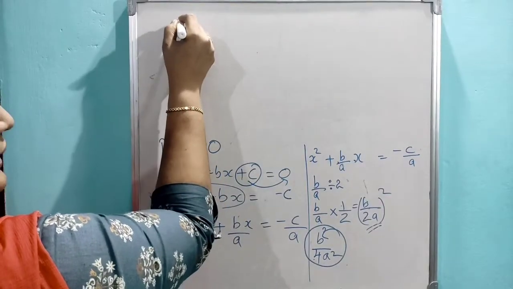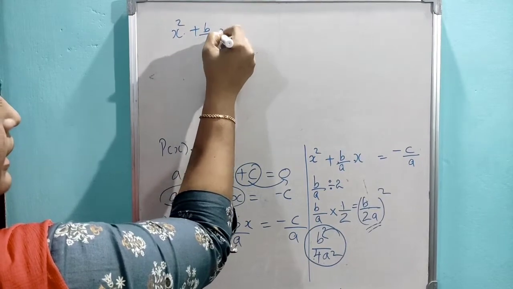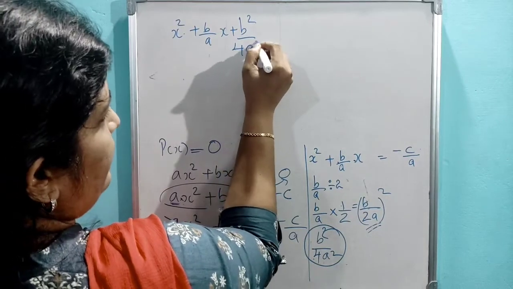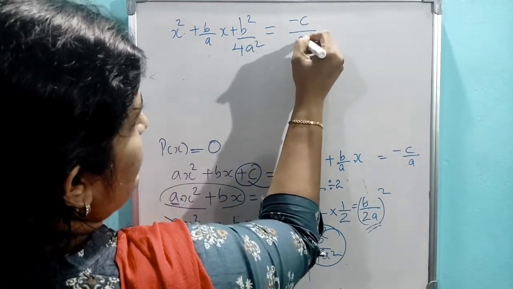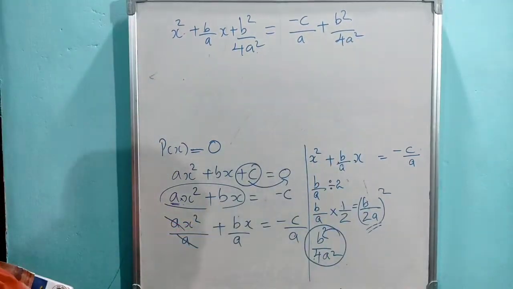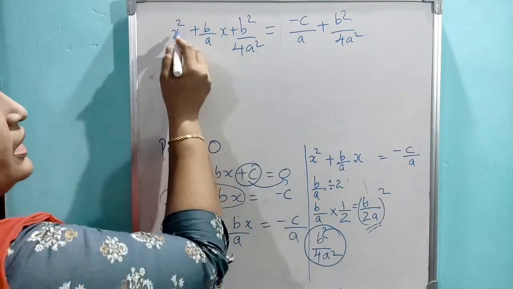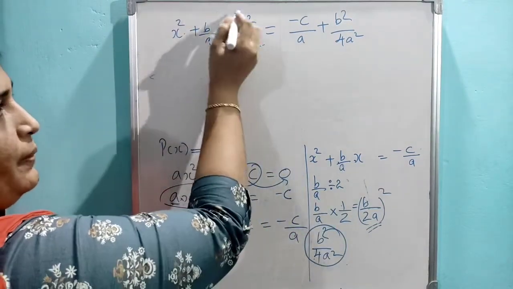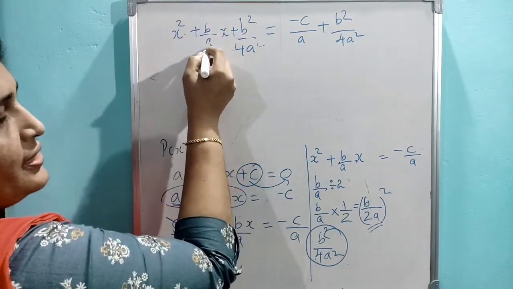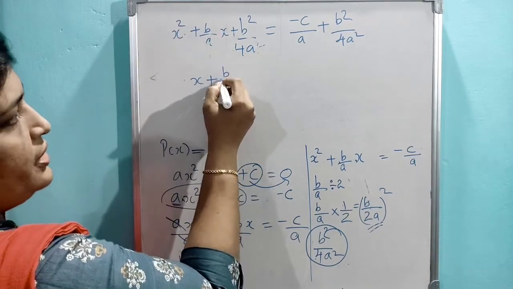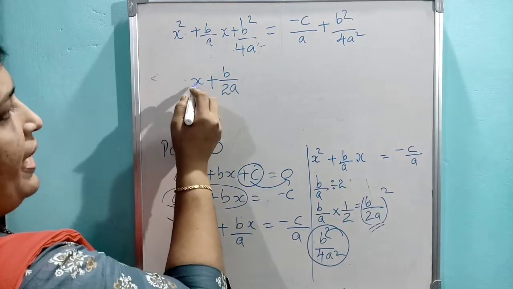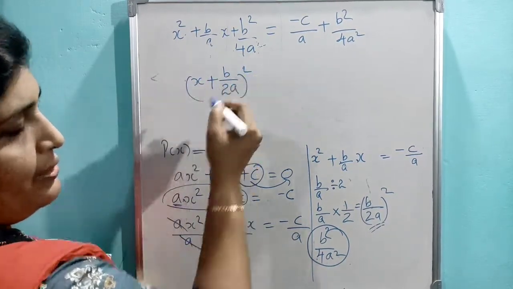So here we have x square plus b by a x plus b square by 4a square, and this side also minus c by a plus b square by 4a square. Now this side becomes a perfect square. That is equal to x plus half of the coefficient of x. What is half of the coefficient of x? b by 2a. So this is equal to x plus b by 2a the whole square.